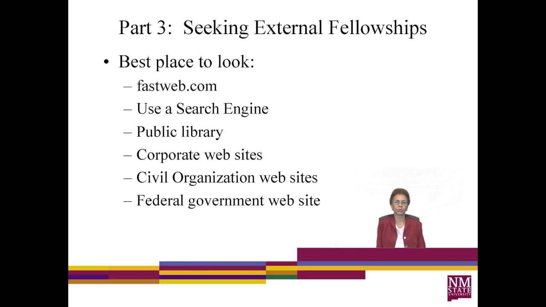In Part 3, we're going to talk about ways to seek external fellowships and ways to develop an excellent application. The best places to look for external fellowships: number one, fastweb.com. It has a number of different opportunities for you to input information that will match your interests to different types of fellowships that are available for you. You can also use a search engine, put in your field of study, and ask about fellowship opportunities.